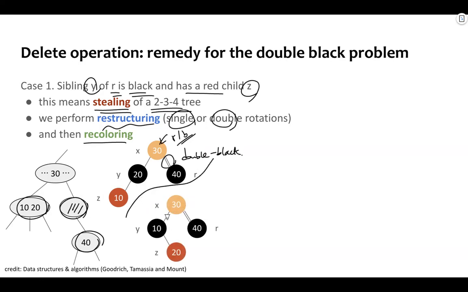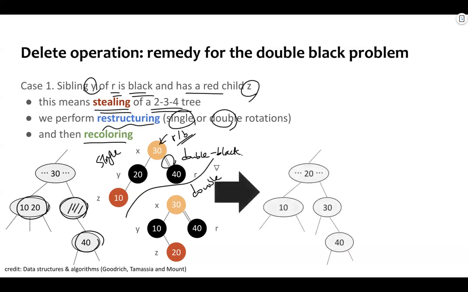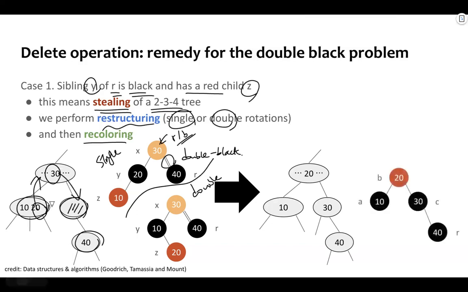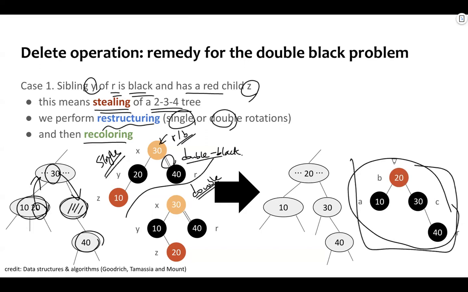And there is another case where these two configurations are possible. In the first case, we are going to perform single rotation. And in the second case, we are going to perform double rotation. So we are going to steal this one and pop up 20 of the parent. This is what we are going to do. And this corresponds to this new configuration. So we are performing single rotation or double rotation to make this configuration.